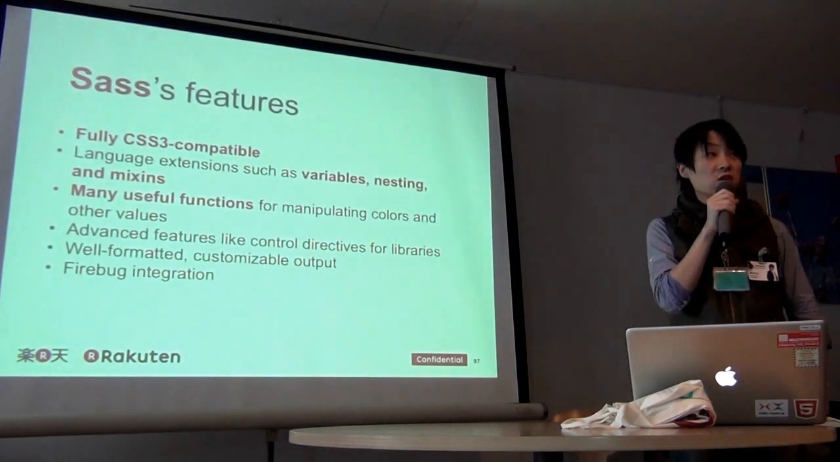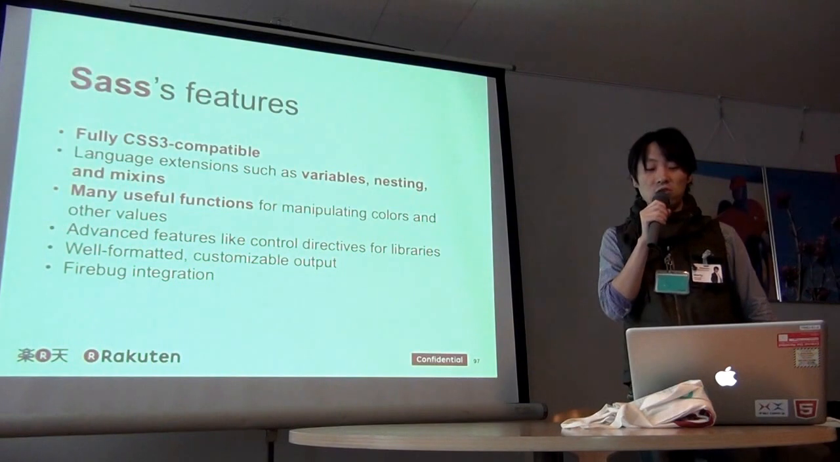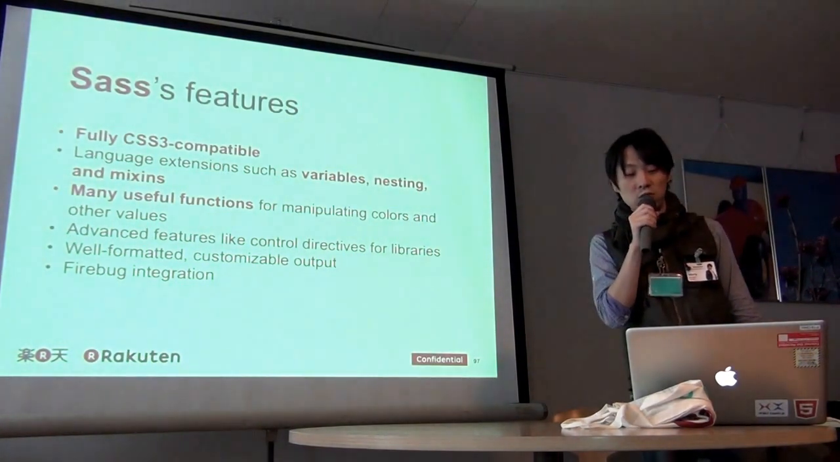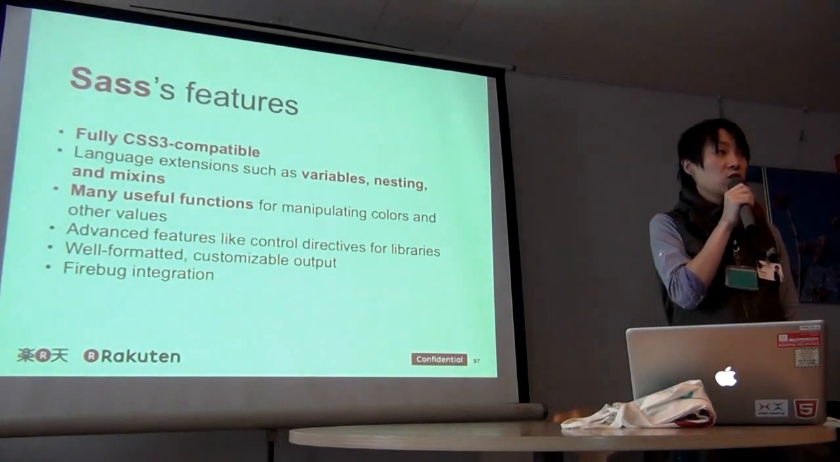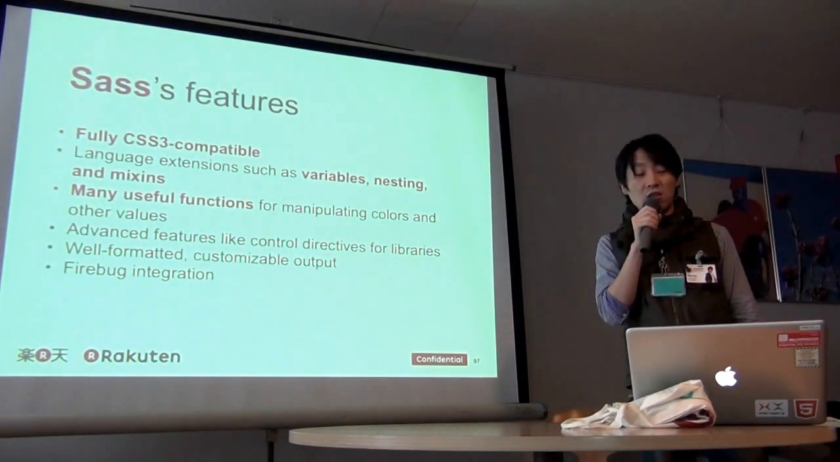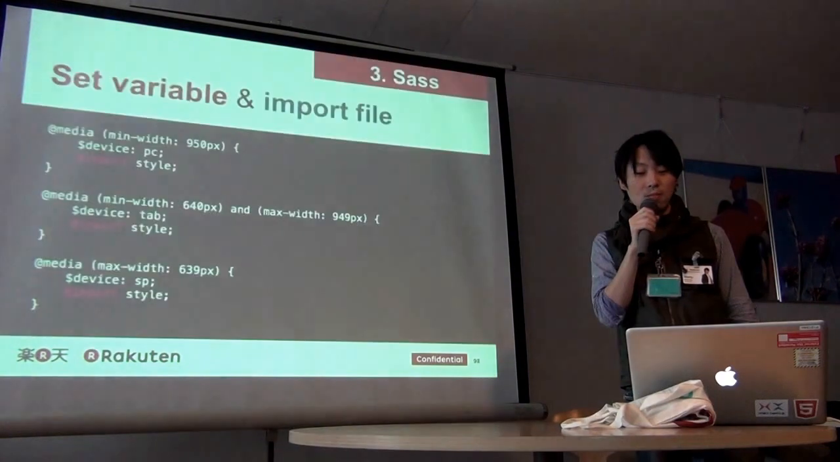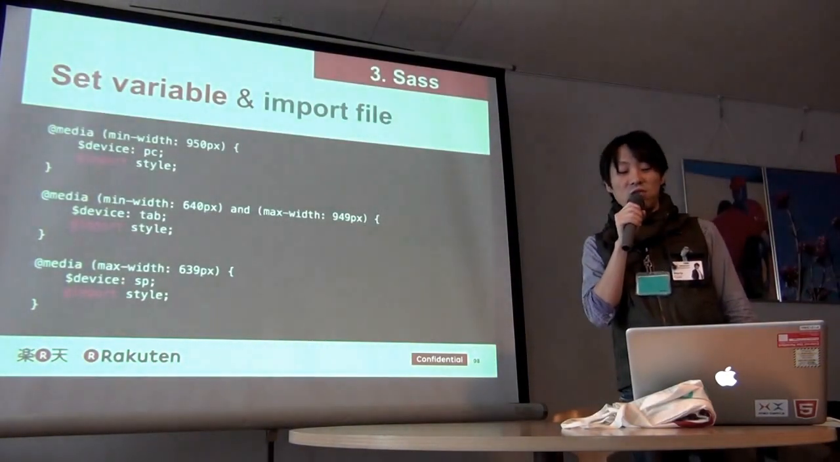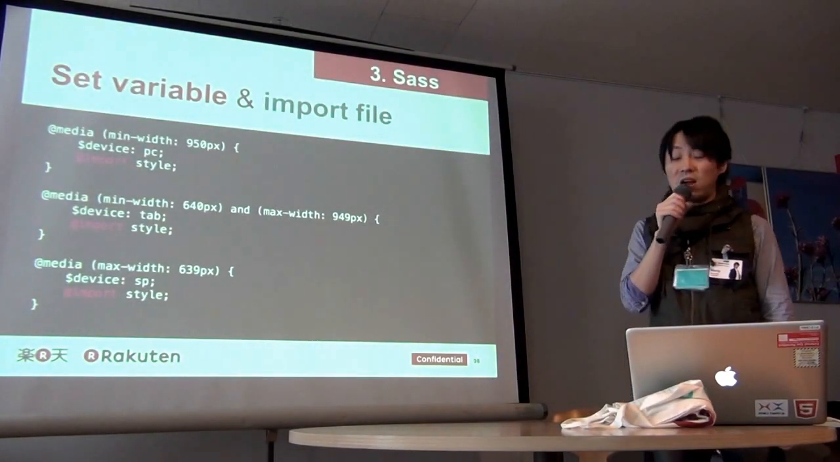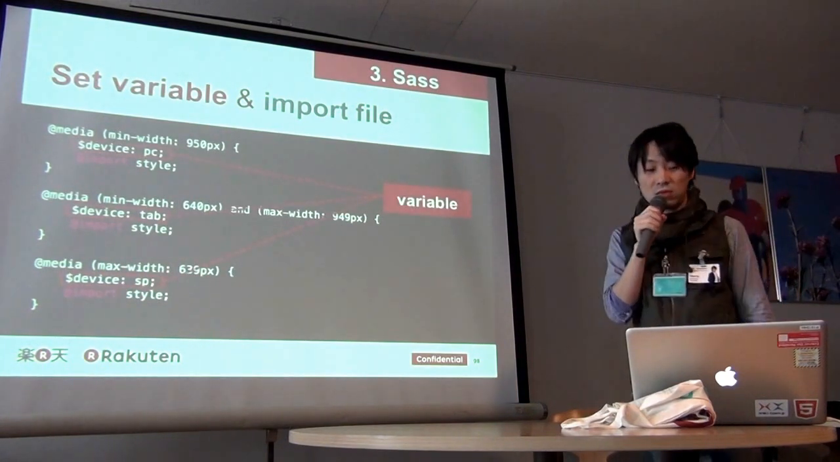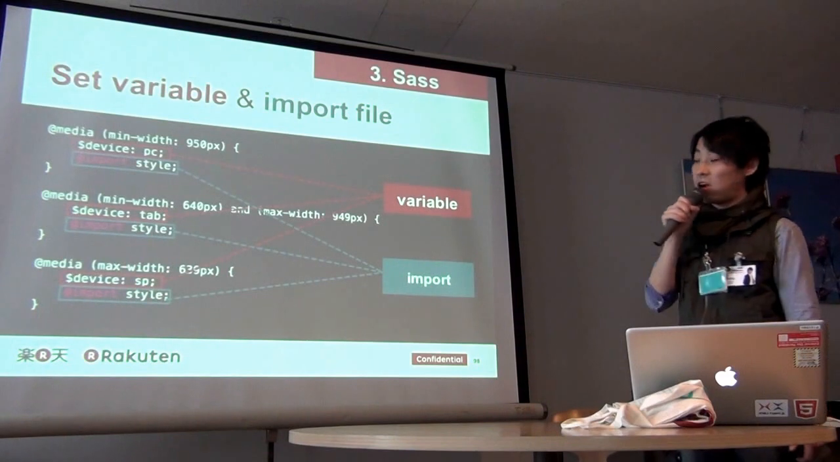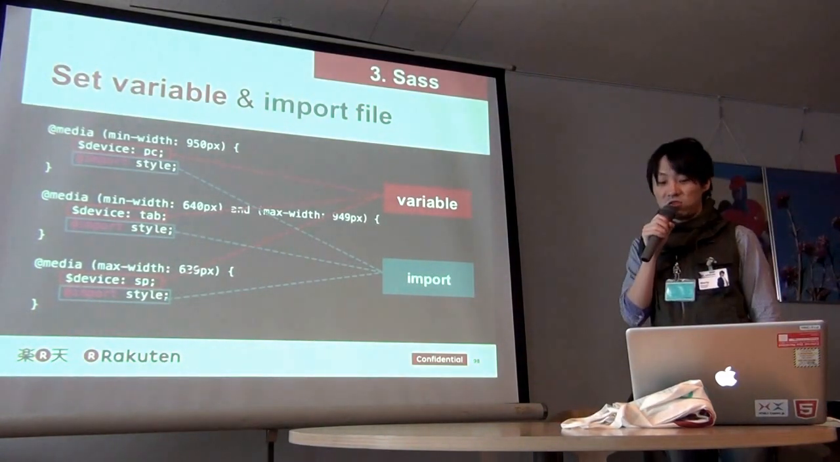SASS is an extension of CSS. You can use variables, nested rules, and mixins in SASS. It enables us to develop CSS efficiently and conveniently. This is an example of SASS code. The variables are defined in each media section, and external files are also imported into each media section.